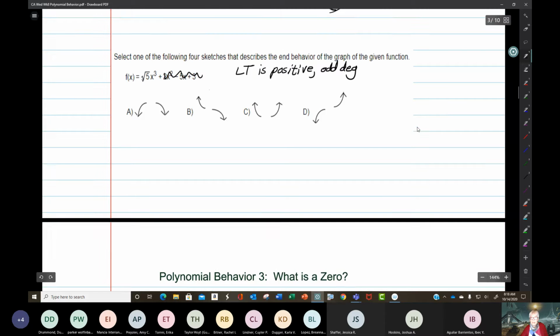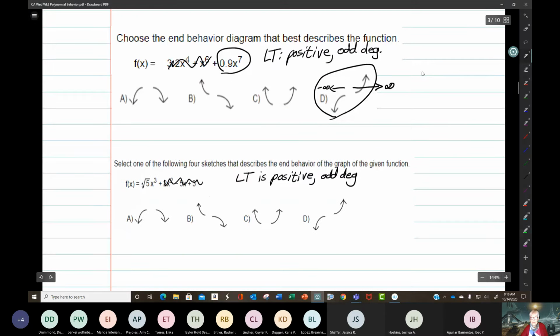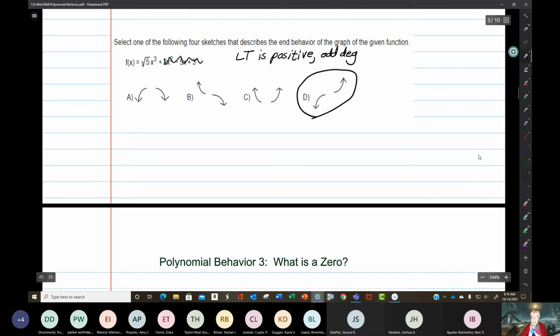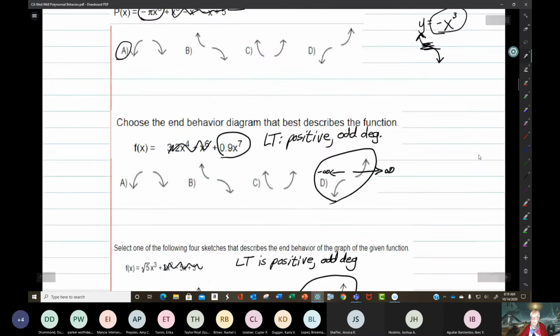Which means it's going to look just like the other one, positive and odd degree. It's going to go up on the right and down on the left, way out at the extremes. Perfect stuff to put on a flashcard. All you're going to need is 4 flashcards. You can even write it out in a little table.